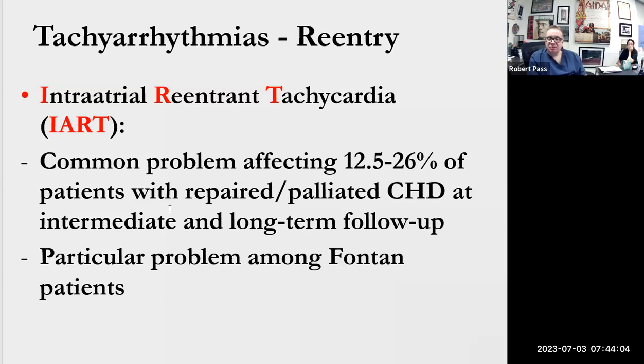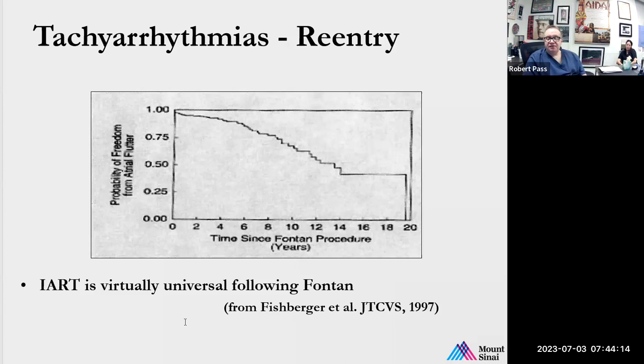And this is a particular problem amongst Fontan patients, although the hope is that with the advent of the extracardiac Fontan, this would be less common. And this is a study from 1997 from my friend Steve Fishberger, with on the y-axis the probability of freedom from atrial flutter and on the x-axis the time from the Fontan procedure. This curve almost looks identical to the sinus node dysfunction curve, and they are related. But the point I'm trying to make here is that once you get out about 20 years from Fontan, very, very few, if any, patients have never had an episode of atrial flutter.